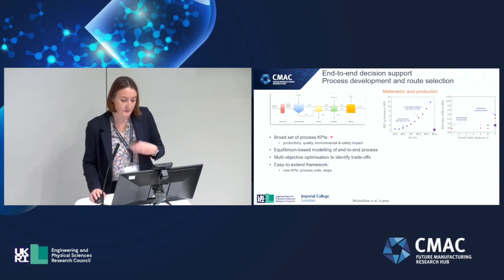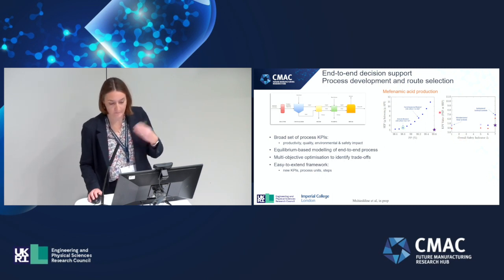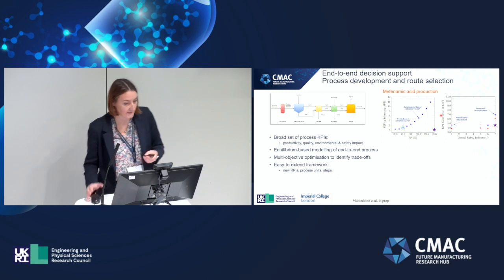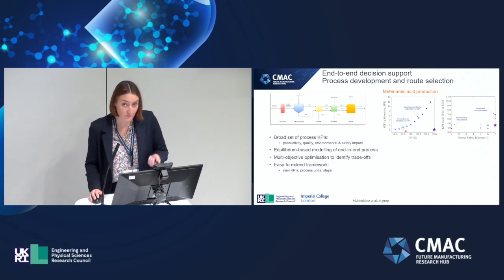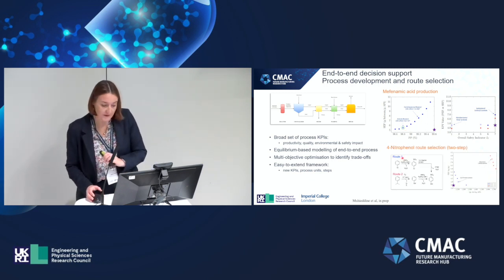Very briefly, we've looked at this for methanoic acid production, where we're looking at things like the solvent E factor versus purity, and get the Pareto front, looking at safety indicators versus, again, process E factor or solvent E factor. And you can explore all of your trade-offs. Each point is a different solvent and process conditions.